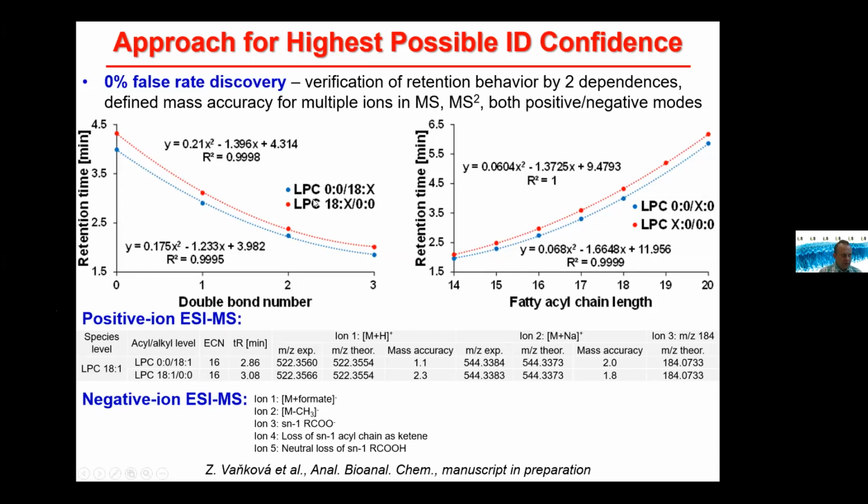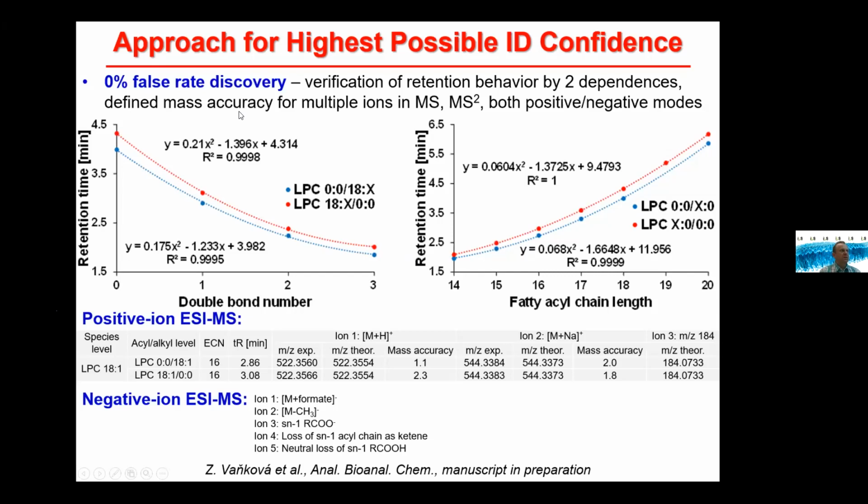You see that even regioisomers are resolved in this curve. So in one case, constant fatty acyl chain length. In the second case, constant double bond number. And then we are really confident with the retention times.